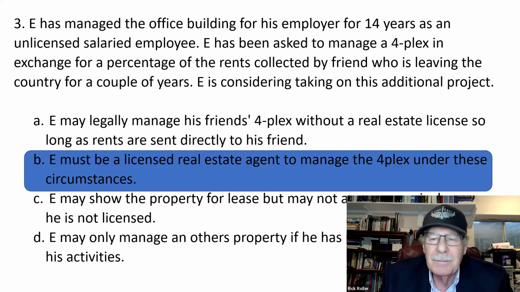It's an office building. Okay, does that make a difference? People aren't living there. No, not necessarily. It could be a medical office. It could be just a normal business office. But B is the correct answer here.